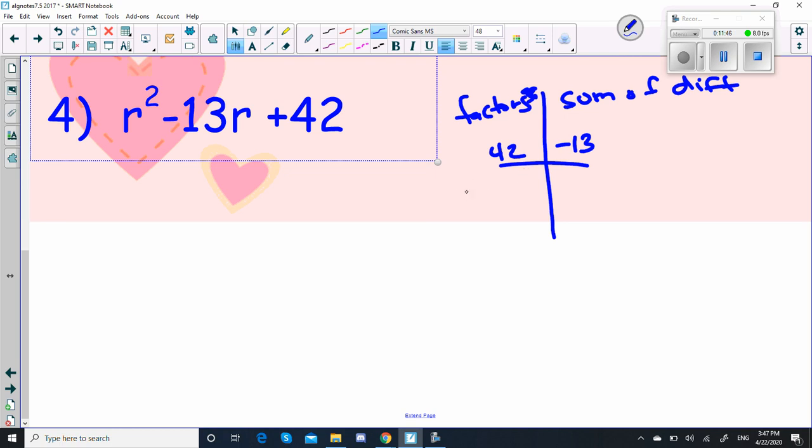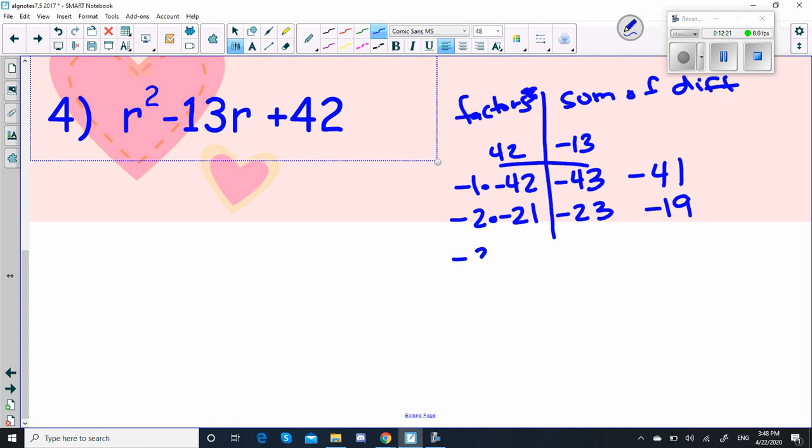So let's start with 1 times 42. Negative 1 times negative 42, if I add them, I get negative 43. And if I subtract them, I get negative 41. Well, I want it to be 13, so that's not it. So let's try something else. Let's try 2 maybe. Negative 2 times negative 21. Well, if I add them, I get negative 23. And if I subtract them, I get negative 19. That's still not it, but I'm getting closer because 13 and 19 are closer together than 41 was. So let's try 3. Negative 3 times negative 14.